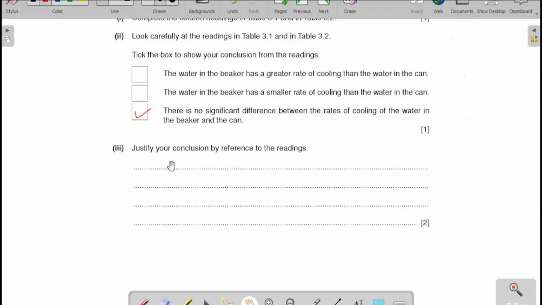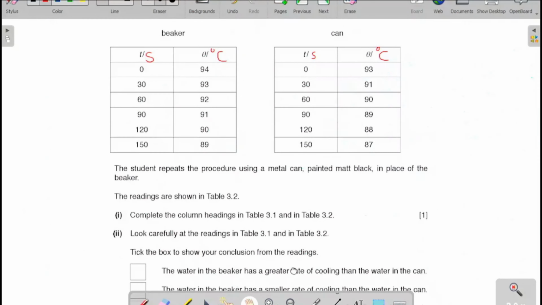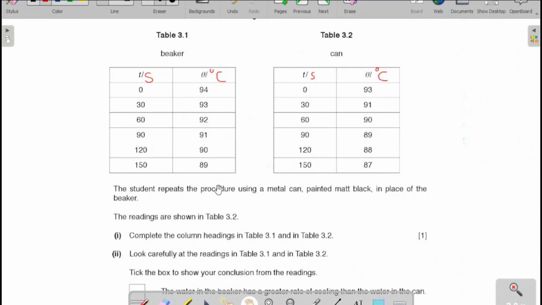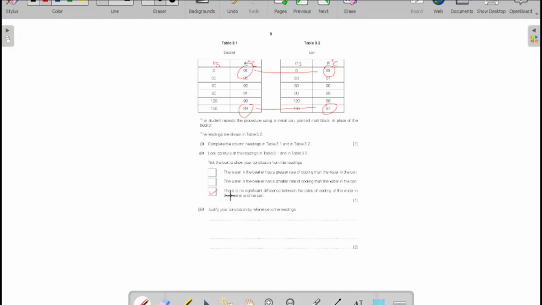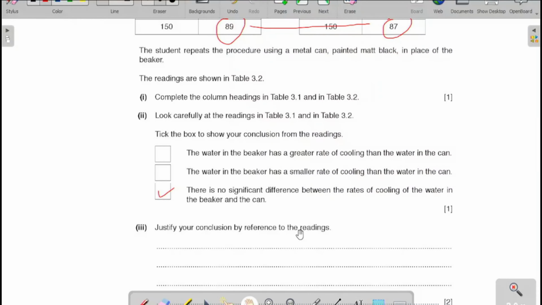Okay, there is a question on justify your conclusion by reference to the readings. Okay, let's look at the readings. We have 94 here, and we have 89 here. 94, let's compare, 89. 93, 87. Can you see that they are close? 94, 89, 93, and 87. They are so close.